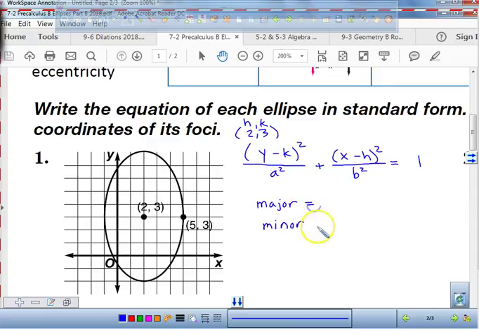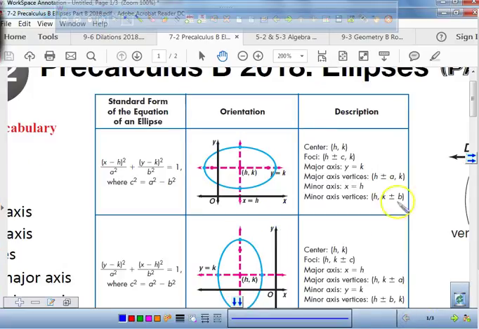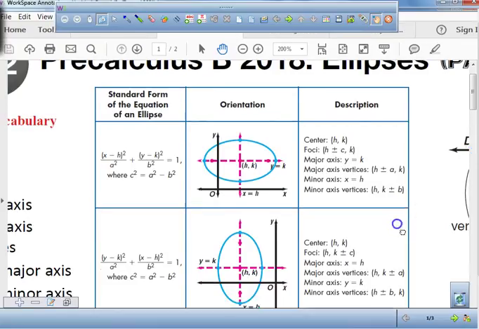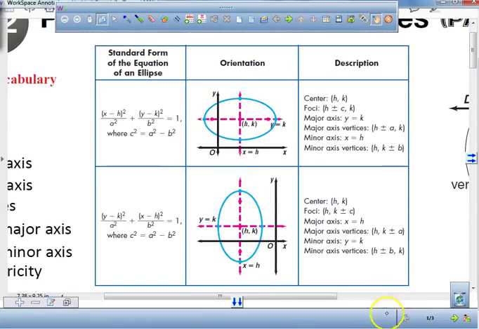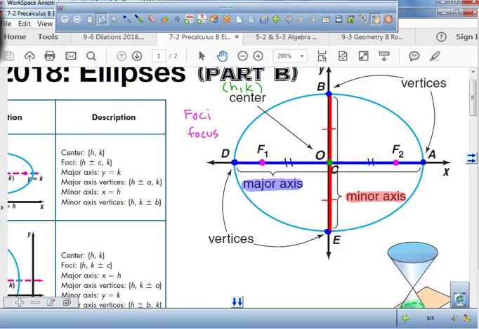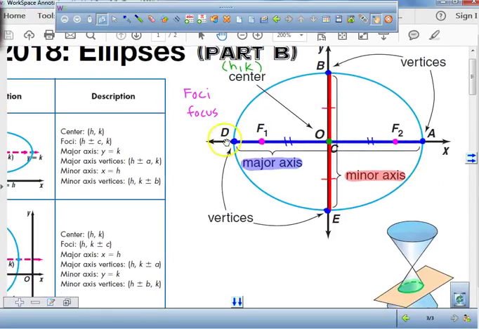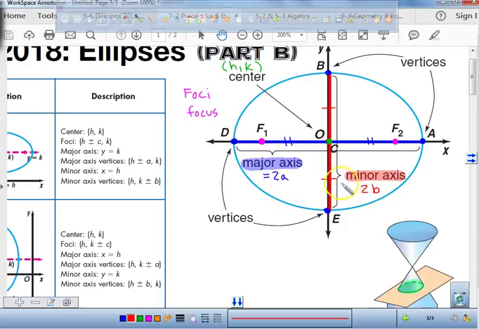The major axis versus the minor axis. Now, if you go back to your chart, we have this chart right here. That distance from here to here, I want you to write: the major axis is equal to 2 times your a value. The minor axis is equal to 2 times your b value. You might want to jot those down. We're going to use that concept right now. The major axis is equal to 2 times a, and the minor axis is equal to 2 times b.